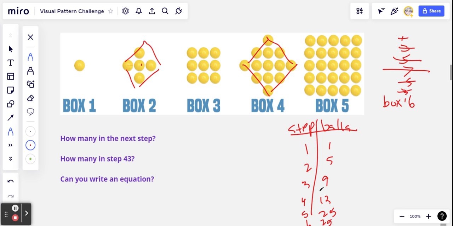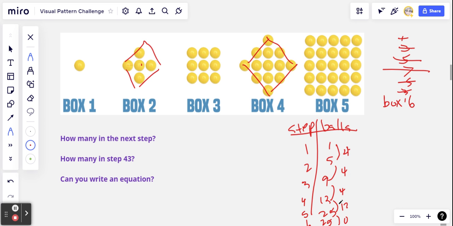So I think we're going to get something pretty odd here when we find the differences. So 5 minus 1 is 4. 9 minus 5 is 4. 13 minus 9, 4. It looks like a linear pattern. And then suddenly, between step 4 and step 5, it goes up by 12. And then in step 6, it goes up by 0. This is kind of all over the place. So what is going on here?